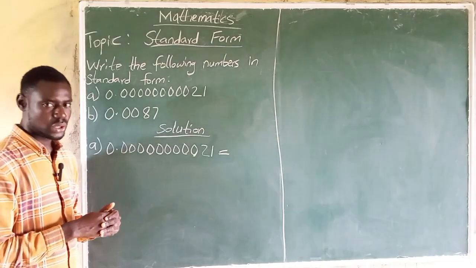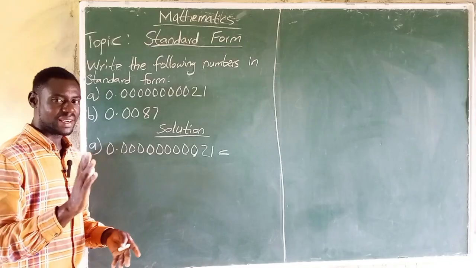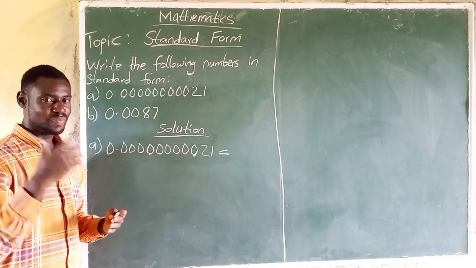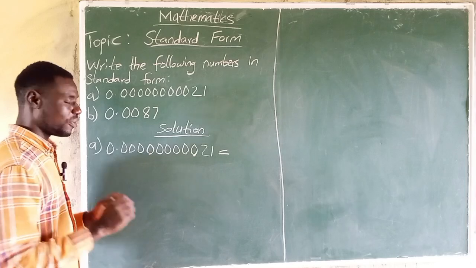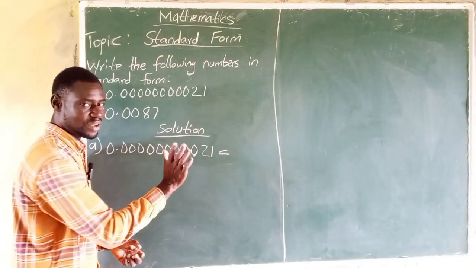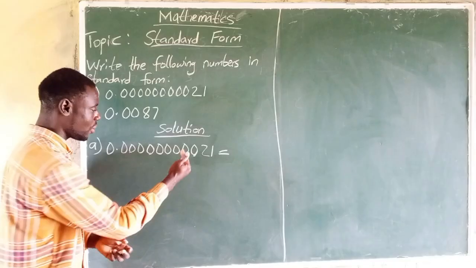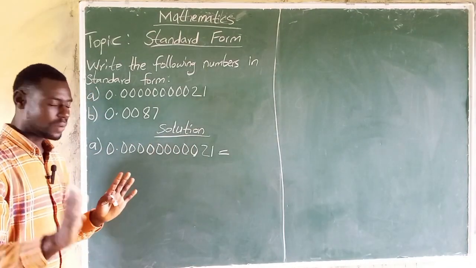Now look at what you're going to do to write it in standard form. There are two ways. When I was still in secondary school, I understood it in two ways, and I will teach you both. The first way is to count in front of the significant figure. Forget about the significant figure, go to the values that are not significant, and count the number of zeros.